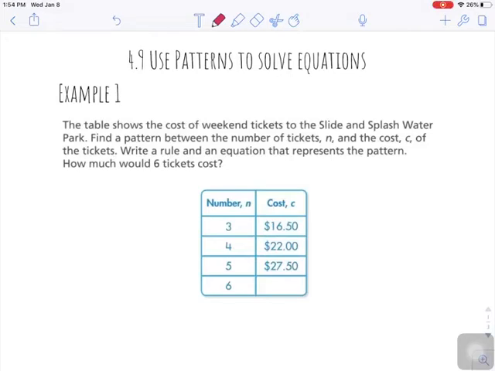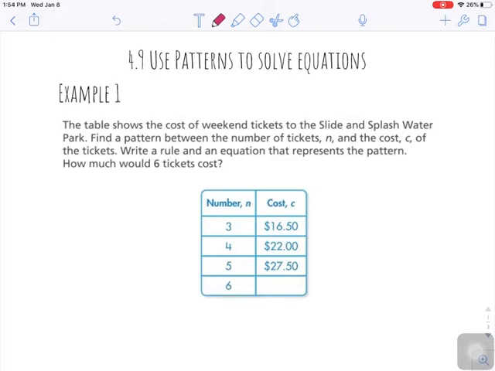Today we're going to be talking about how we can use patterns to solve equations. So example 1 says the table shows the cost of weekend tickets to the Slide and Splash water park. Find a pattern between the number of tickets N and the cost C of the tickets. Write a rule in an equation that represents the pattern. And we want to figure out how much 6 tickets would cost.